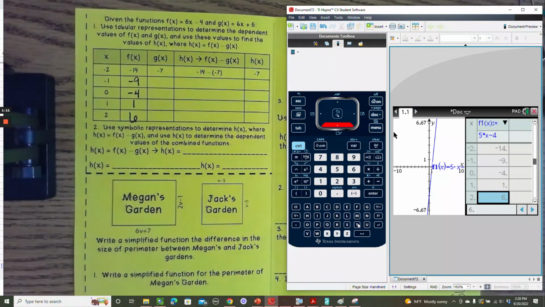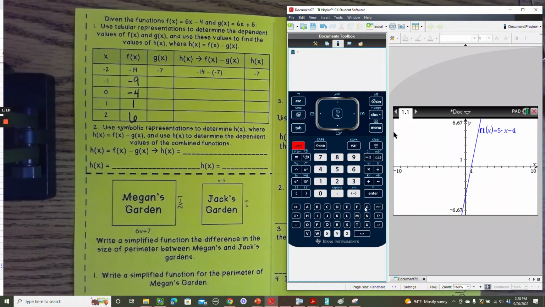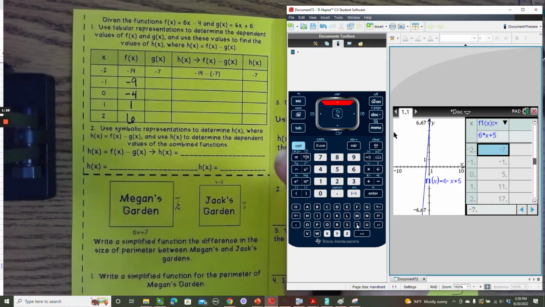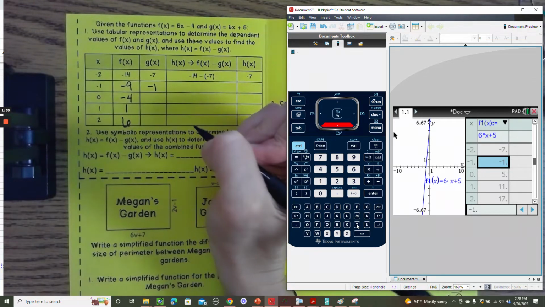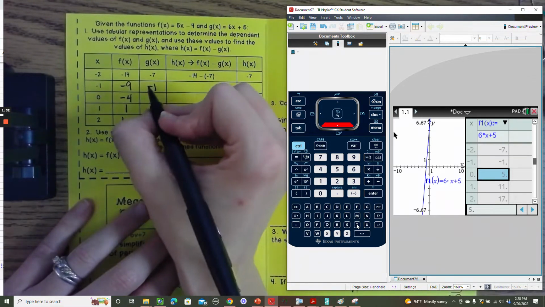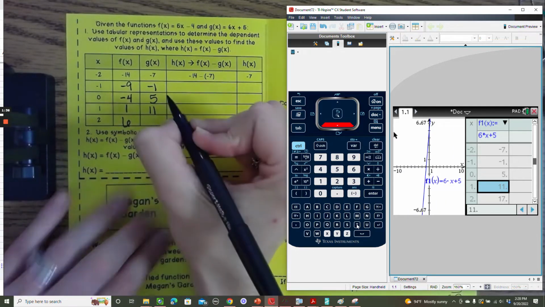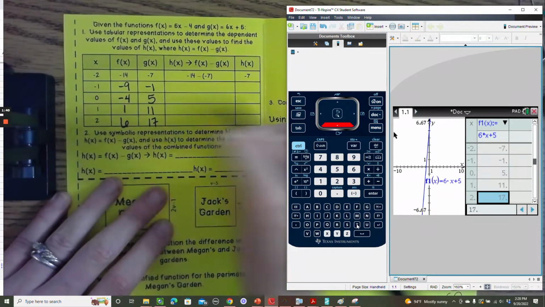Now I'm going to do g of x. So get out of my table, go back to my function, and we're going to do 6x plus 5. Alright, when x is negative 2, y is negative 7. When x is negative 1, y is negative 1. When x is 0, y is 5. When x is 1, y is 11. And when x is 2, y is 17.